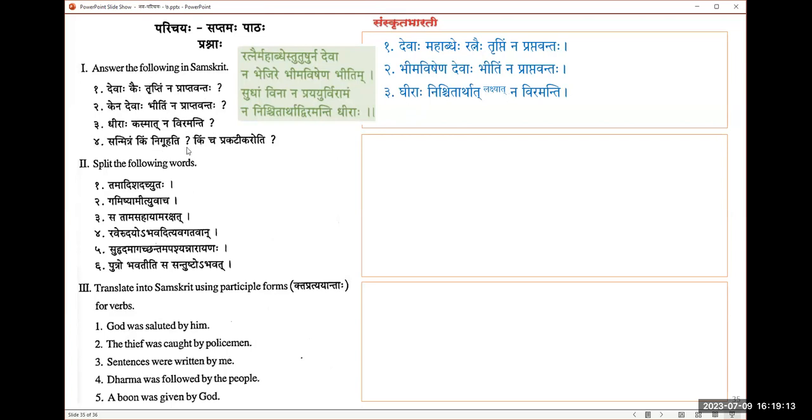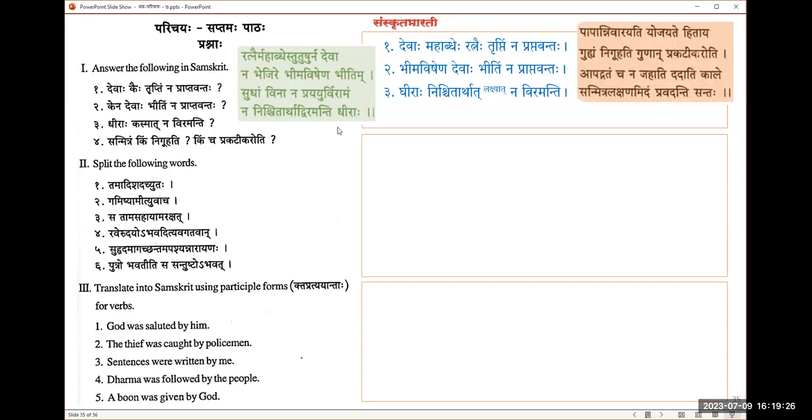Sanmitram kim niguhati. Guhyam. Well done. Good memory. Sanmitram guhyam niguhati. So what was this? Papan nivarayati yojayate hitaya guhyam niguhati gunan prakati karoti apadgatam cha najahati dadati kale sanmitra lakshanamidam pravadanti santaha. So guhyam niguhati.